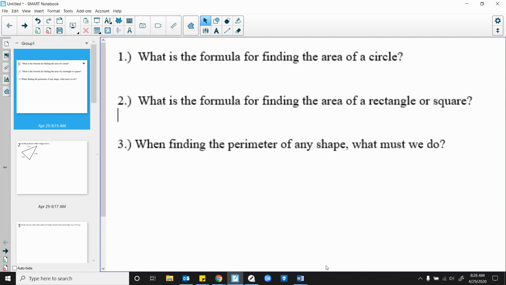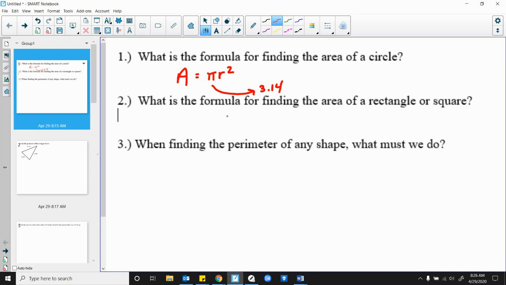Okay? All right. So what is the formula for finding the area of a circle? Our area of a circle should be pi r squared. Okay. What do we use for pi always? We always use 3.14.